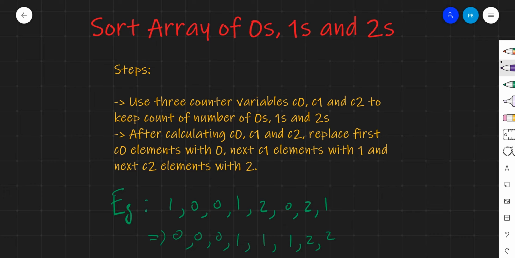then all the ones and then all the twos. So we will use three counter variables, C0, C1 and C2, to store the number of zeros, ones and twos. And when we have stored them, we will store the first C0 elements as 0, then we will assign the next C1 elements as 1, and all the rest of the elements, that is all the C2 elements, as 2.